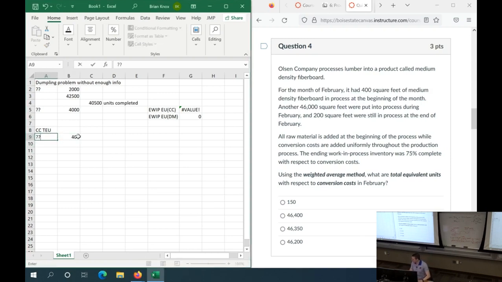And we don't know the percent complete, as far as I can tell. And with the weighted average questions, we usually don't need that. We don't ever need that, I think. Yeah, I can say that. We will with FIFO. With weighted average questions, there will be a lot of red herrings with beginning WIP percent completes. We don't need to know that.